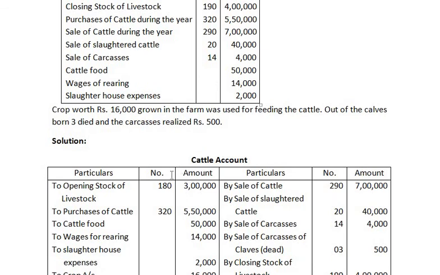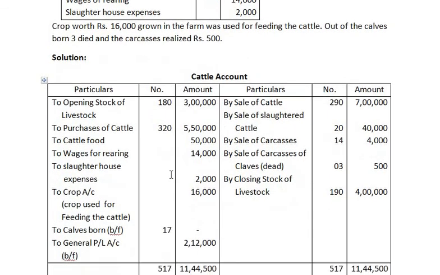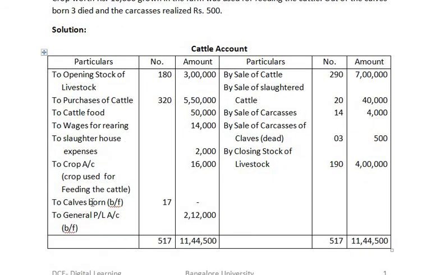Since numbers are given, a number column has to be included. So when you see this account, the difference that you get in the amount is to be transferred to the general profit and loss account, and the difference that we get in the number is treated as calves born.